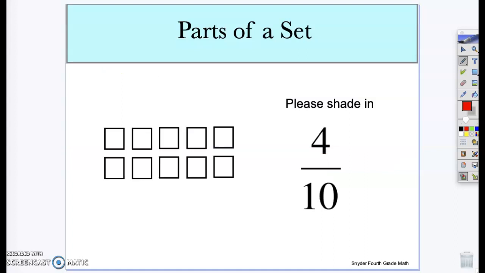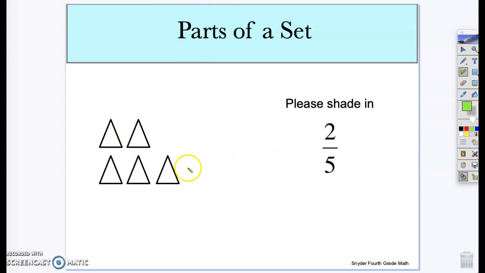We have our part, which is going to be our numerator, and our whole is going to be our denominator. So we have a total of 1, 2, 3, 4, 5, 6, 7, 8, 9, 10 squares. So we're going to shade 4 of them. Let's get a different pen here, one that's a little thicker. There we go. So we have 1, 2, 3, 4 parts that are shaded. So that's parts of a set.